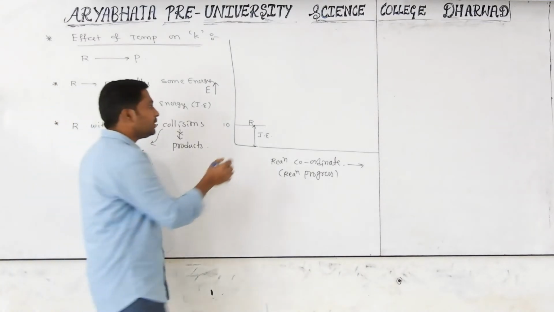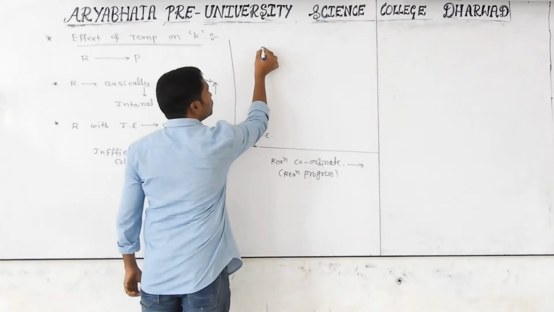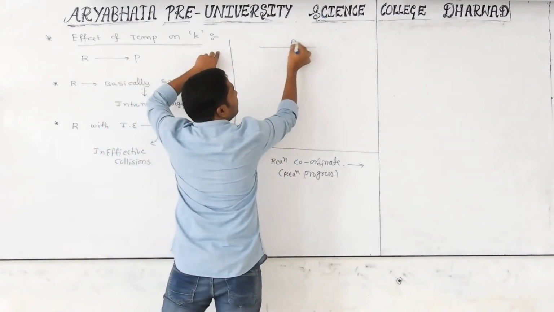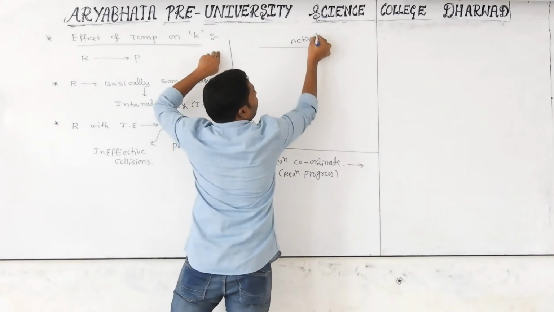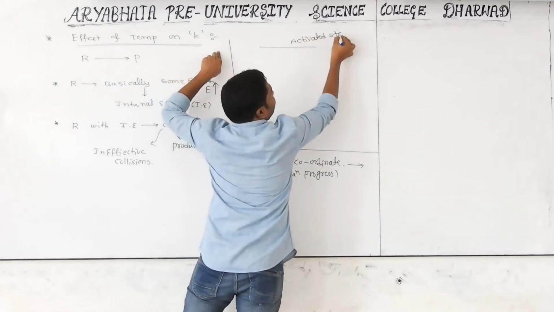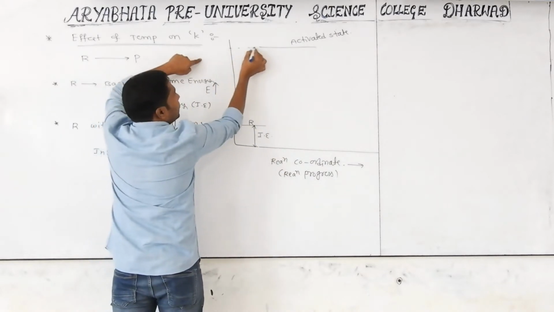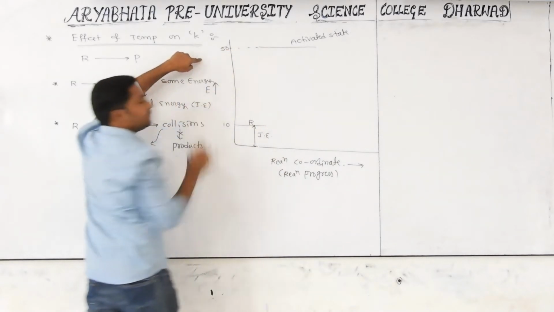They want to break, which means the reactant has to go to some higher energy state. That higher energy state is what we call the activated state. Are you getting it? Yes. What is the activated state? For example, its energy is 50.